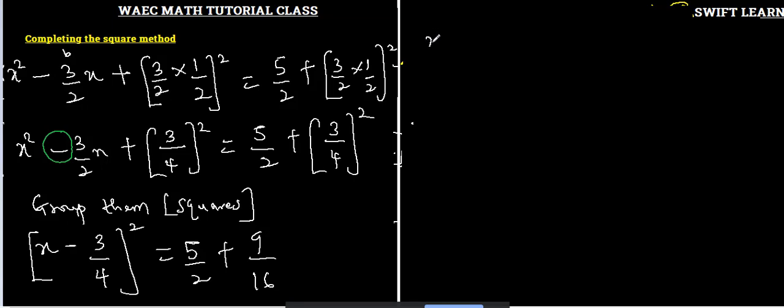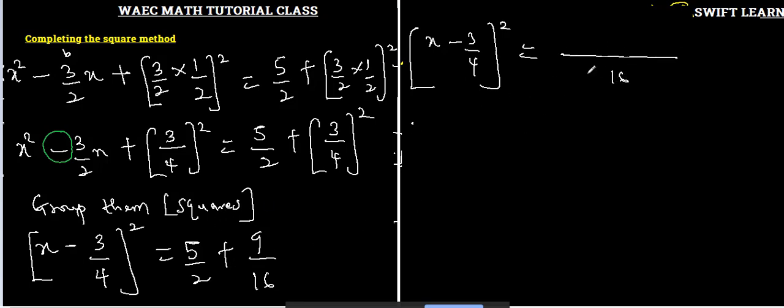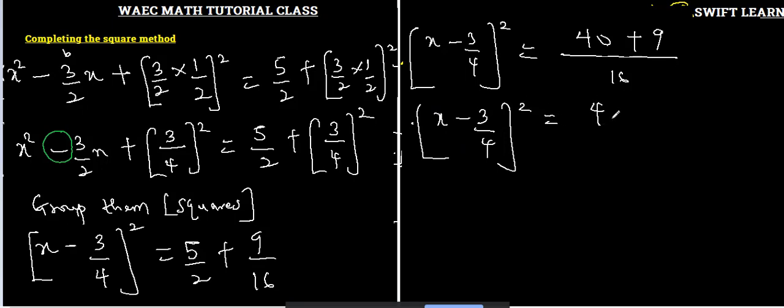So I have (x minus 3 over 4) all squared equals to... the LCM of 2 and 16 is 16. 16 divided by 2 is 8, times 5, that's 40, plus 9. Am I right? So you have (x minus 3 over 4) all squared equals to 49 divided by 16. Now what do you do here? You square root both sides.